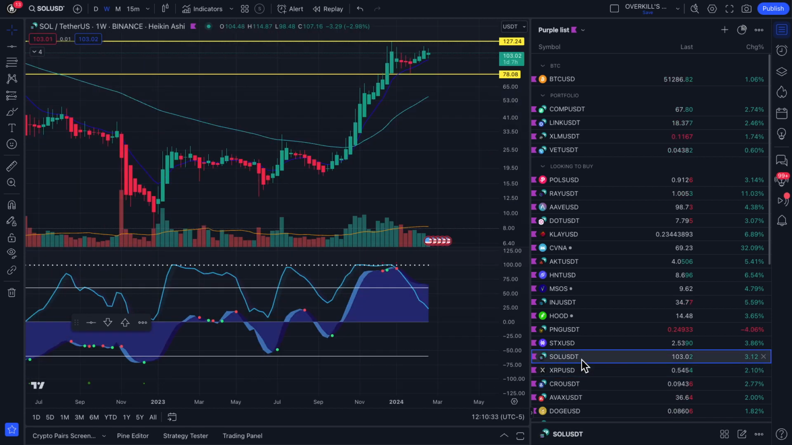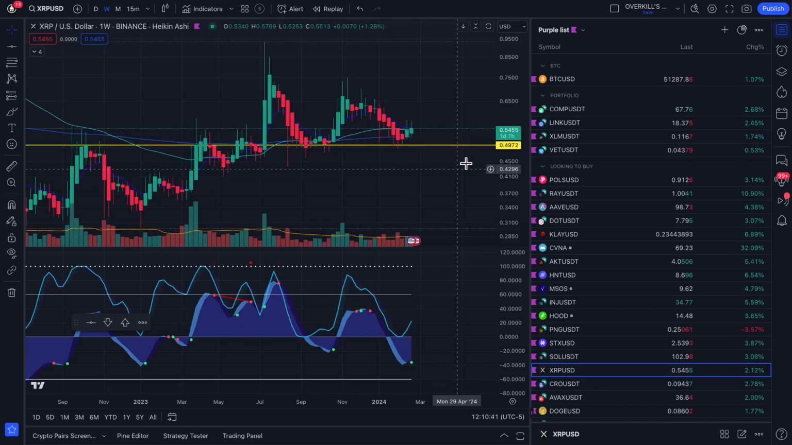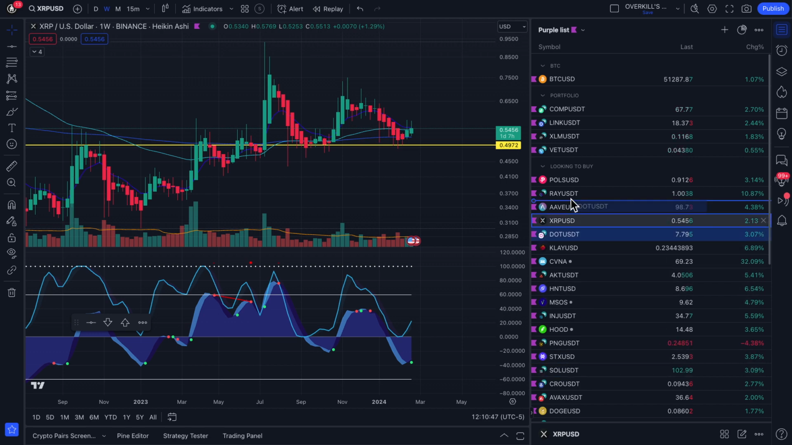XRP. But Solana is a hold here. I'd like to buy it closer to 78, so if it could bounce around for a little longer, but a breakout of 127 on that again is going to be nutty. XRP is another one I like this week. Really like this one. Maybe I'm going to put DOT above that.